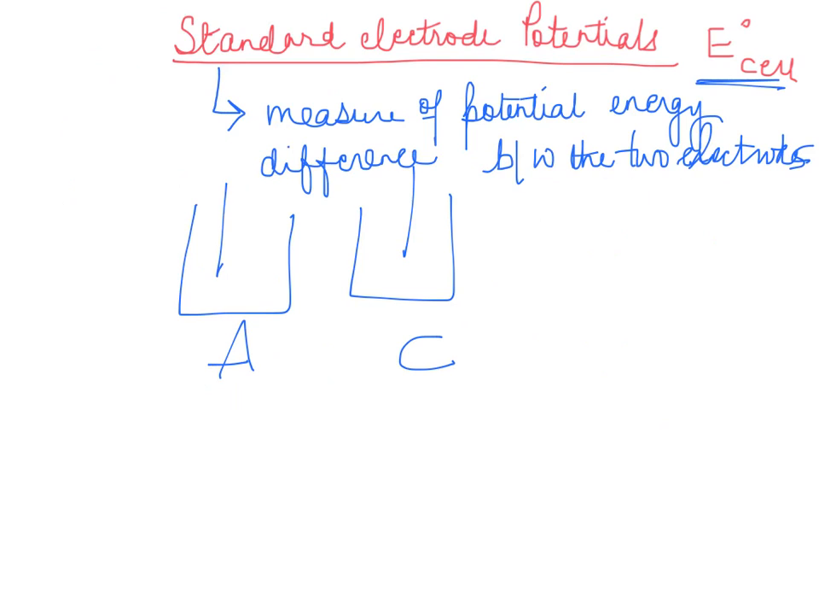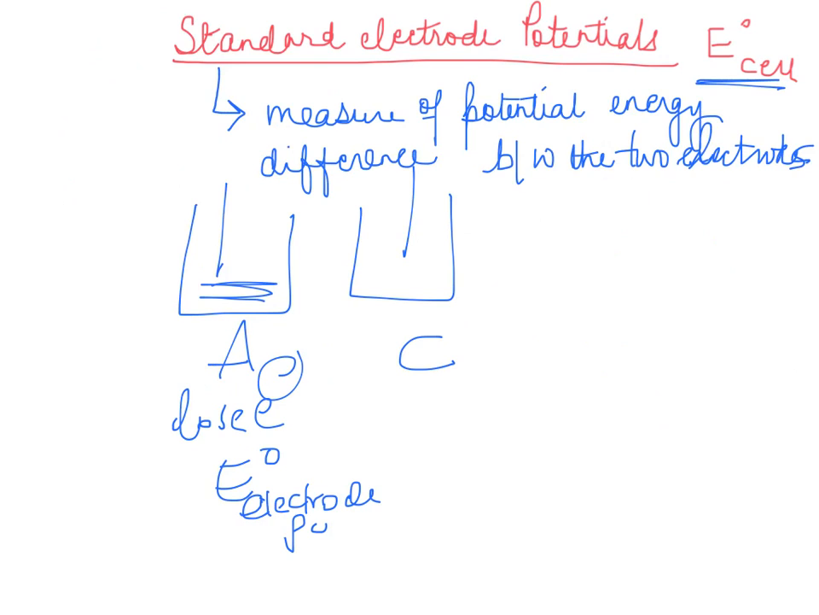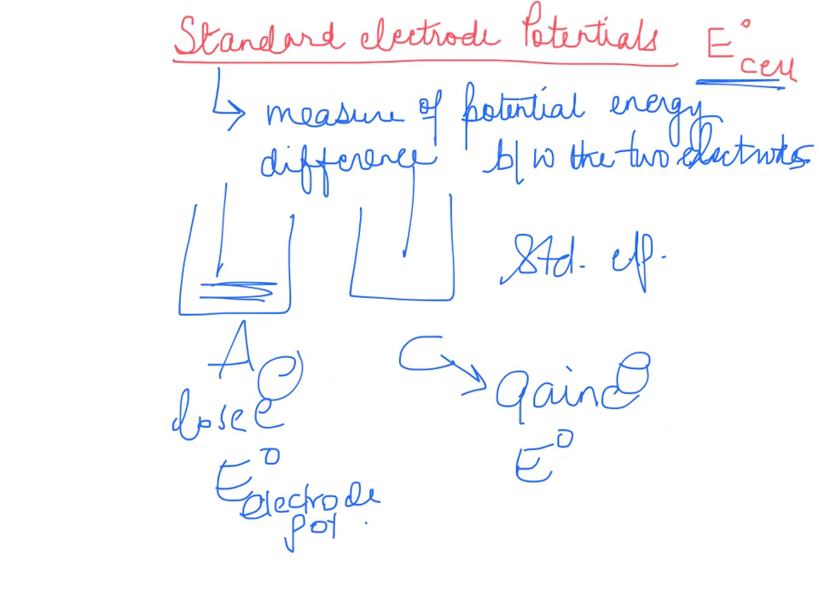This is anode, this is cathode. Now we are saying anode will have a tendency to lose electrons. And how is that tendency measured? That tendency is measured in terms of the E naught electrode potential for the anode. Likewise, the cathode will have a tendency to gain electrons, and that will have some E naught, some electromotive force, some standard electrode potential associated with it.